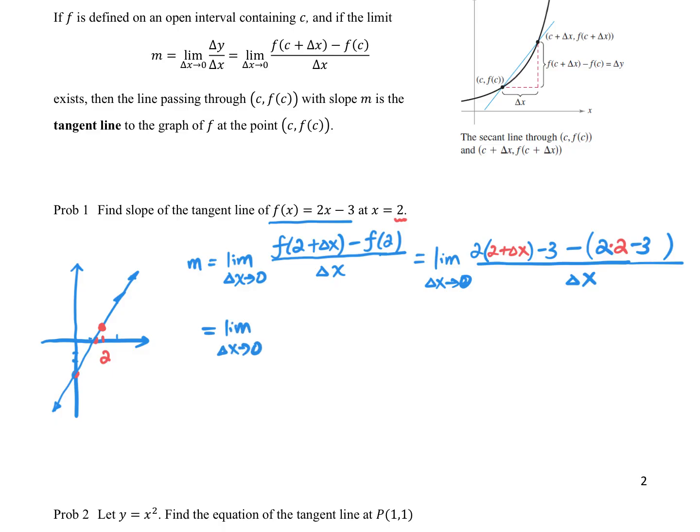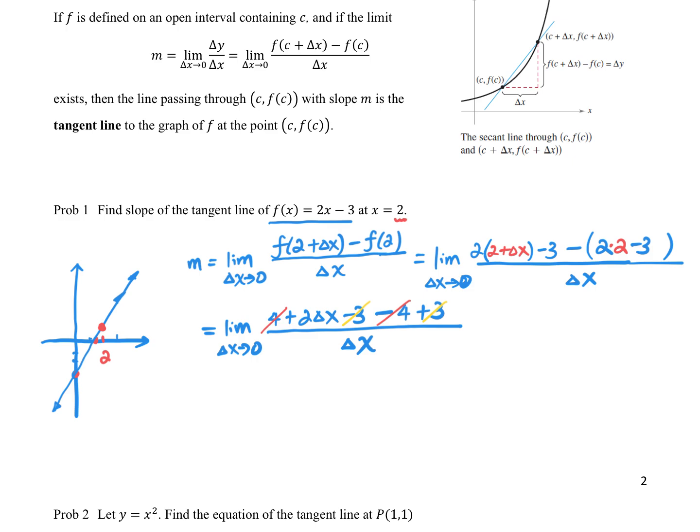the limit delta x approaching 0. Let's simplify the top. We have 2 times 2, which is 4, plus 2 delta x minus 3, minus, let's drop the parentheses here. This becomes 4 plus 3 after we drop in the parentheses. Now we have quite a bit of cancellation in the numerator. Don't forget the denominator. So here we have 4 and negative 4 cancel. Negative 3 and 3 cancel.